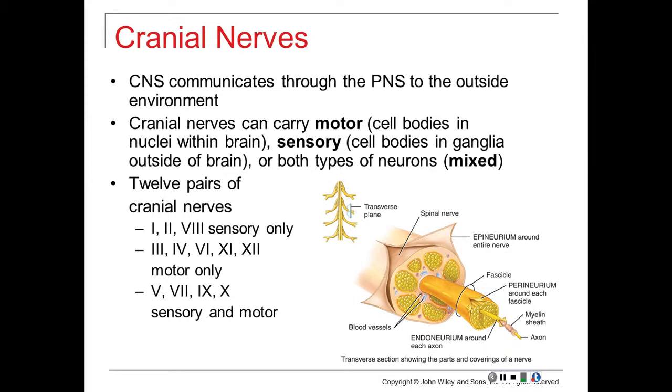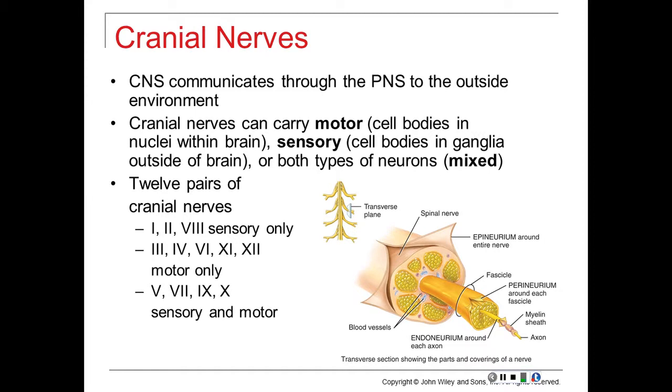The cranial nerves carry motor, sensory, or mixed fibers. So some of our cranial nerves will only carry sensory information from whatever effectors or whatever receptors back to the central nervous system. Some of our cranial nerves are only carrying motor commands away from our central nervous system, and some are like a two-lane highway carrying sensory as well as motor information.